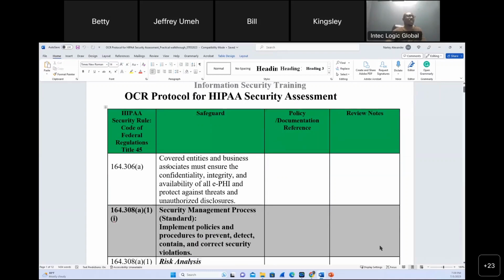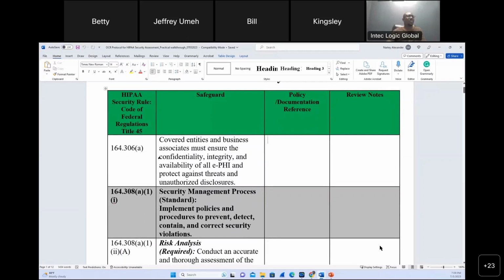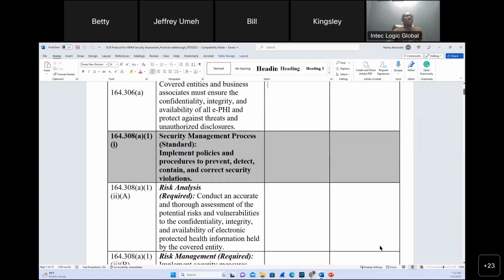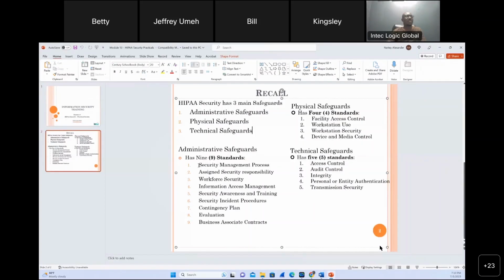So the first one is a preamble, right? That talks about covered entity and business associates must ensure the confidentiality, integrity, and availability of all EPHI, protected against threats and unauthorized disclosure. So that is some kind of a preamble. But the first standard is security management process, like we saw on the spreadsheet, security management processes. So that is what we're going to go through.